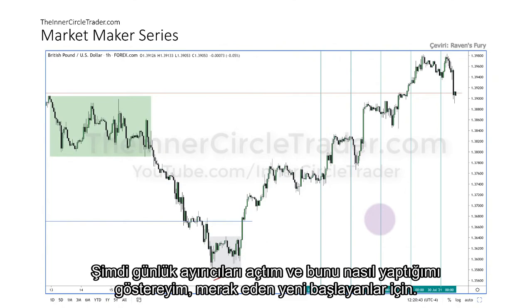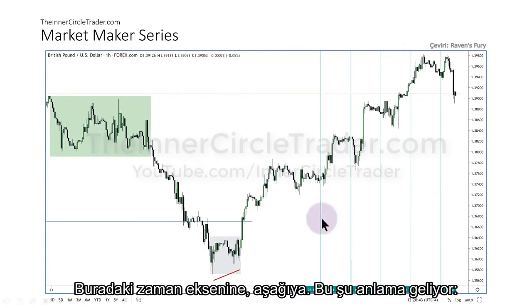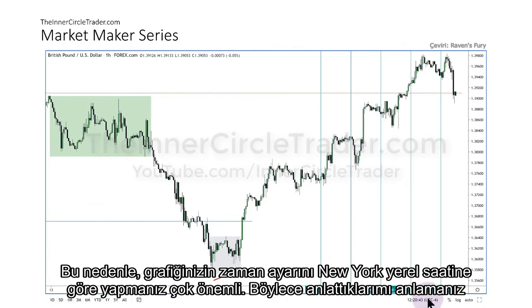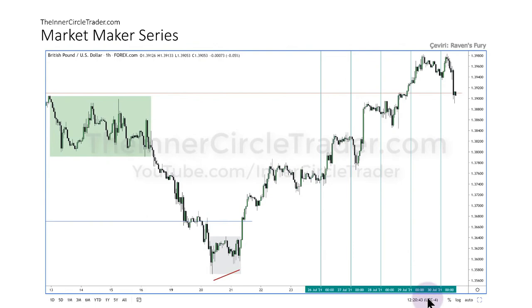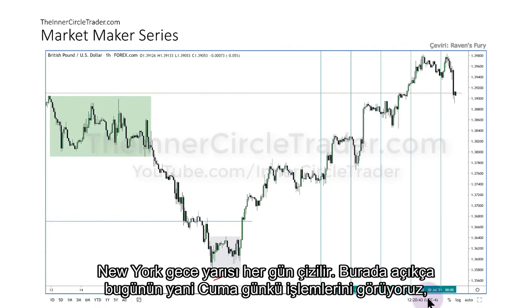So now I have the daily dividers on, and how I did this, in case you're wondering if you're new, all I did was create a vertical line and dropped it on the 0, 0 level on the time axis down here. That's going to be midnight New York time. It's important that you have your chart set to New York local time. That'll make understanding what I teach easy to follow along because your charts will look like mine, and also you'll be looking at it through the lens of the algorithm. So New York midnight time is delineated each day.